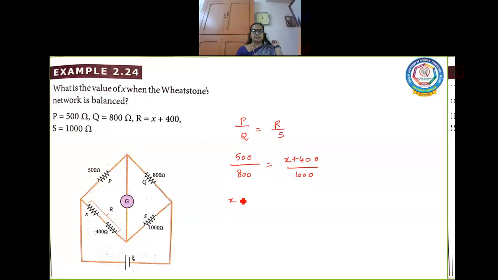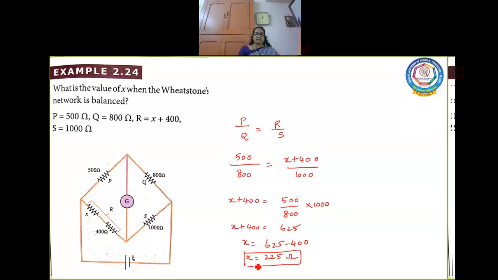So bring that term alone to the left side. So X plus 400 equal to 500 by 800 into 1000. So simplify to get the answer. So it will be X plus 400 equal to 625. When I simplify this, I will get 625. So X is equal to 625 minus 400, which is 225 ohm. So this is how you will find out the value of X.